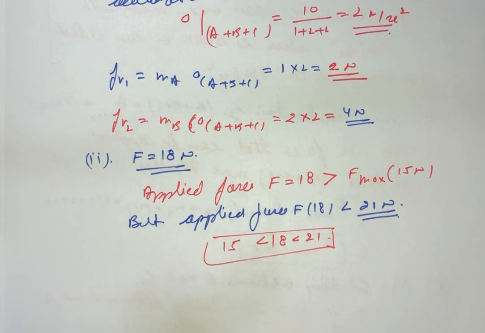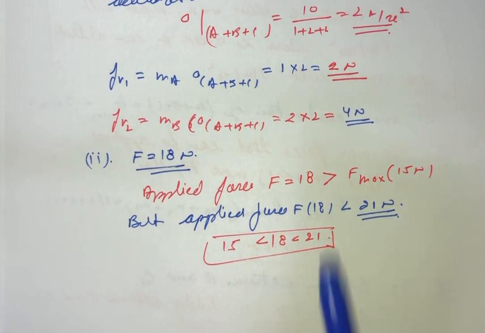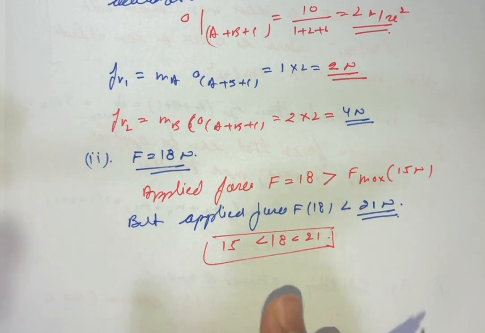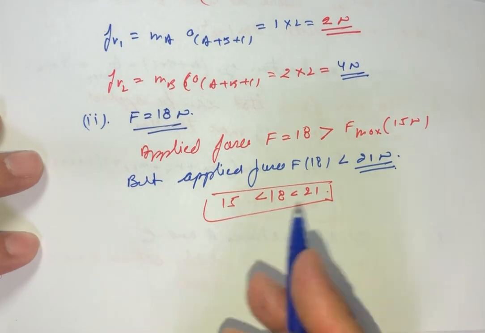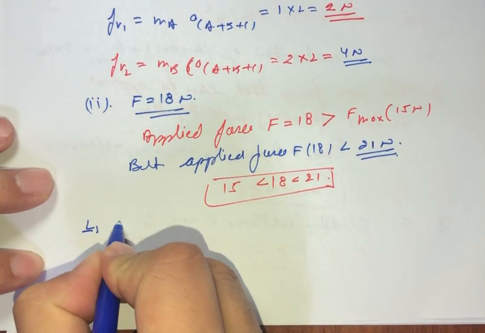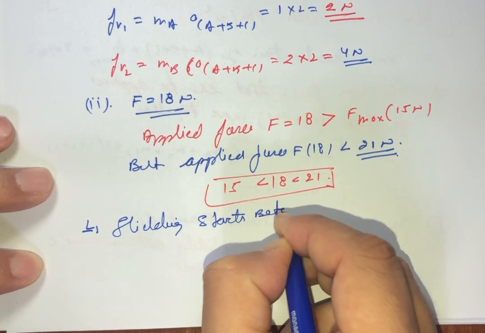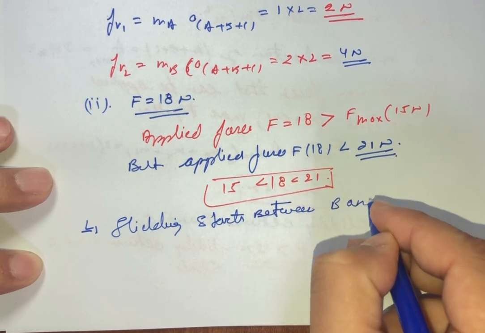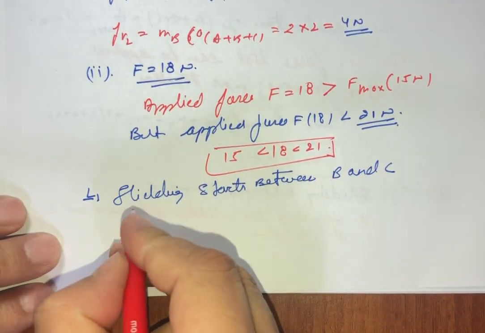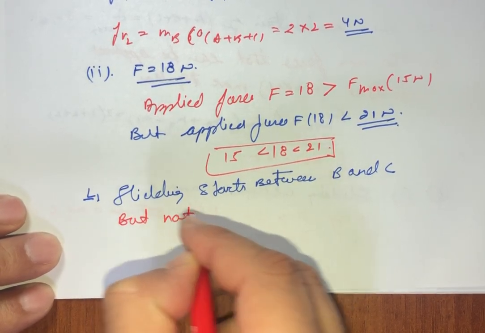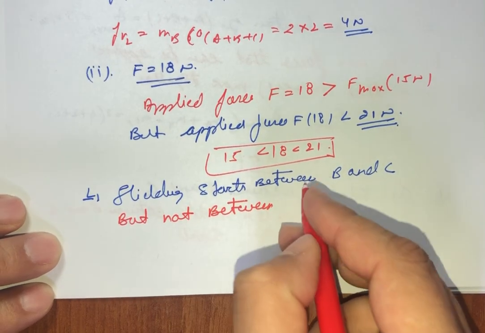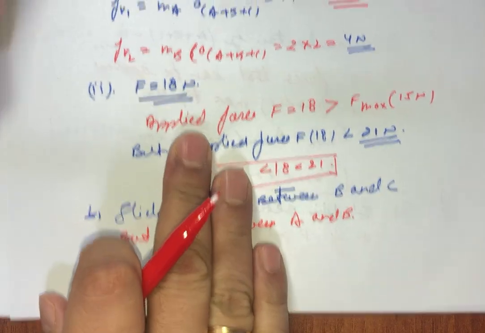So under this condition, when the force is in this range, the slipping is going to start with B and C but not between A and B. You can say from here sliding starts between B and C but not between A and B. So we can further solve it and find out the values.